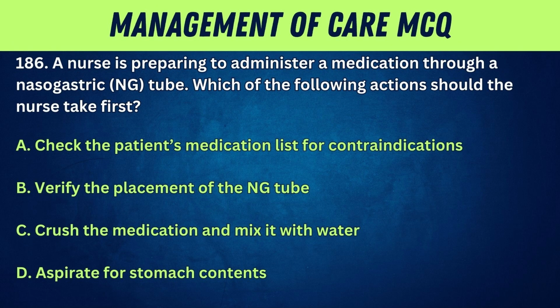186. A nurse is preparing to administer a medication through a nasogastric NG tube. Which of the following actions should the nurse take first? A. Check the patient's medication list for contraindications. B. Verify the placement of the NG tube. C. Crush the medication and mix it with water. D. Aspirate for stomach contents.